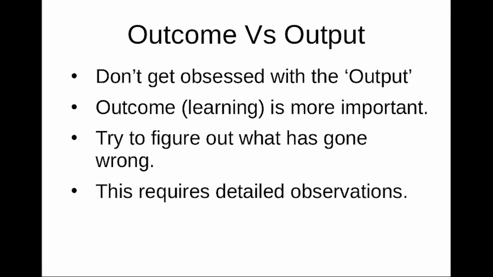If you're going through so many issues, that means you're going through a lot of learning opportunities. So you should focus more on that, and then outputs will follow suit. If your steps are all okay, then your output also will be okay. So try to figure out what has gone wrong, and of course that requires detailed observations, as I told earlier. So from detailed observation we can figure out what has gone wrong.